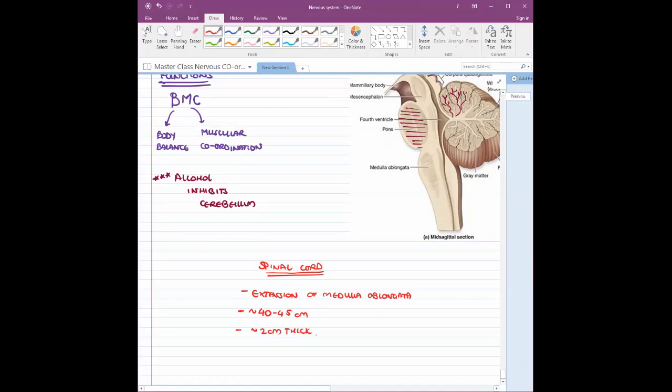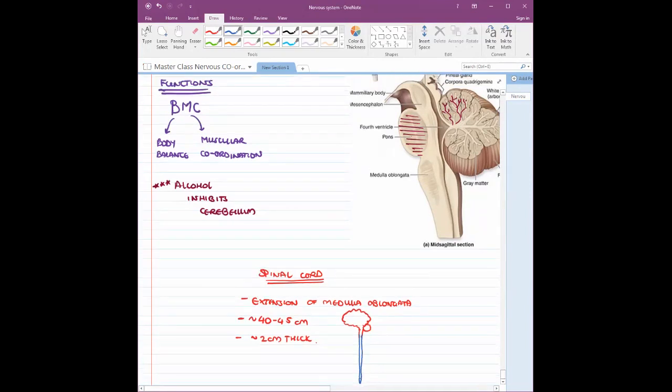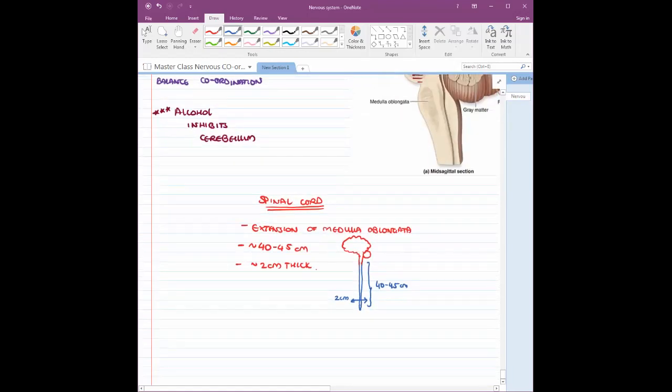Okay, so once again, guys, let me just show you. So let's say this is our brain, guys. Okay, so this was your medulla oblongata. See, this is your cerebellum. Okay, and from the medulla oblongata, now you're going to see that this is going to run down like this, and it is going to give rise to your spinal cord. Okay, if we talk about the length, once again, guys, this is going to be roughly around 40 to 45 centimeters. And if we talk about the width or the thickness, this is going to be your 2 centimeters. Okay, but now how is it going to be present?